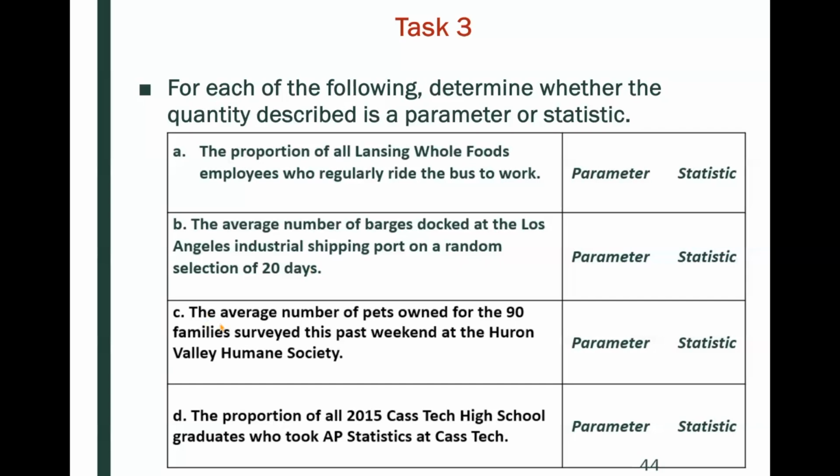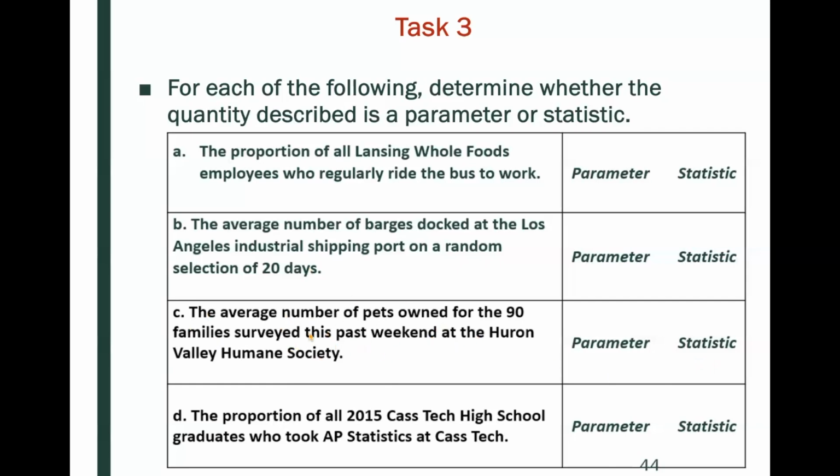Okay, so C, the average number of pets owned for the 90 families surveyed this past weekend at the Huron Valley Humane Society. That also is a statistic.